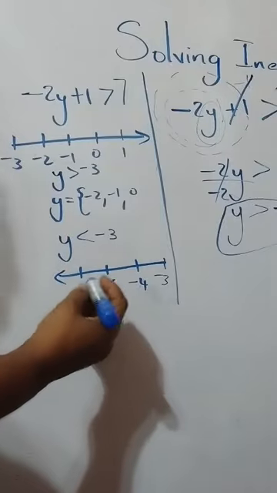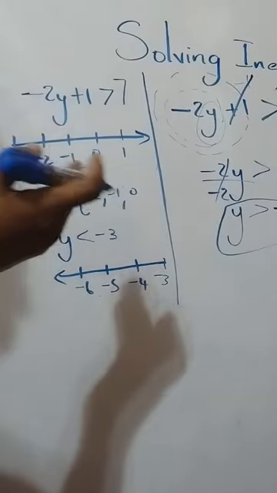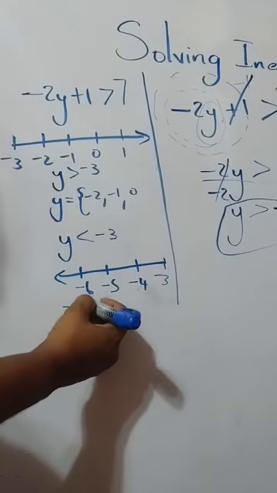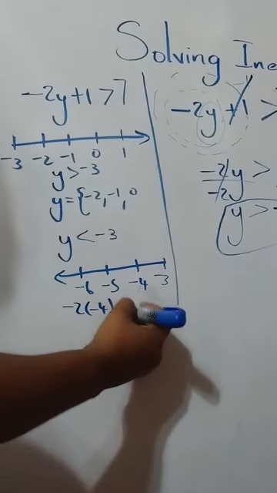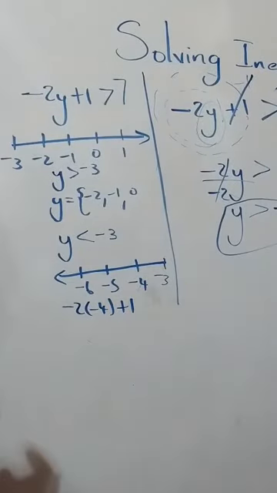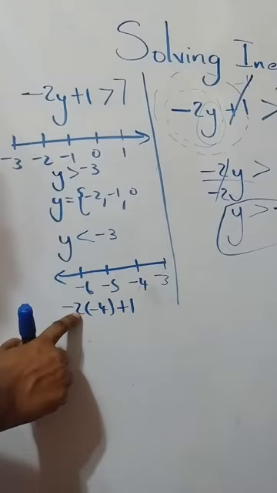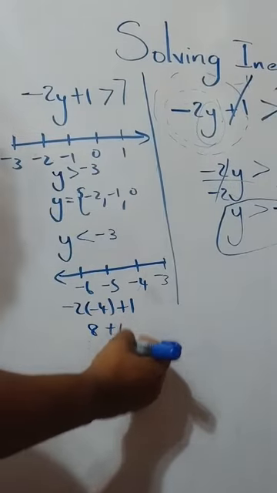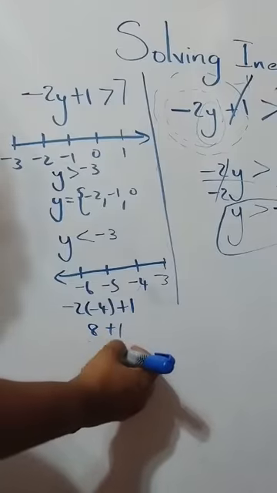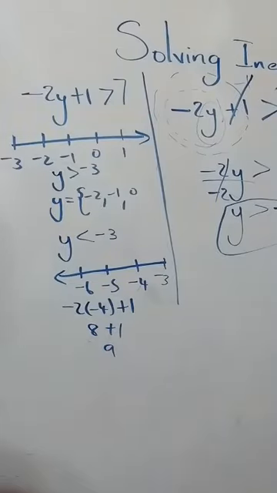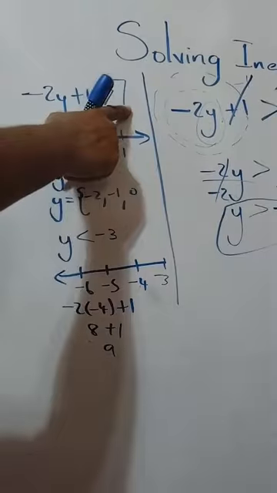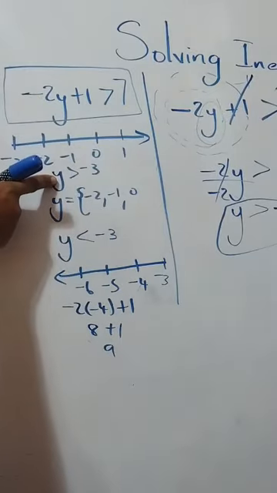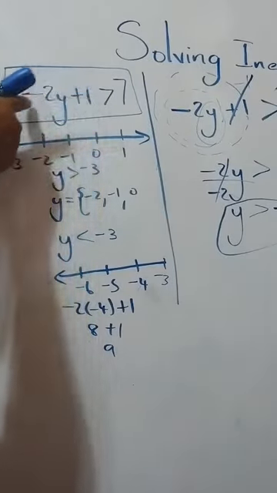If y is equal to negative 4, from this statement, let's see if that would make the statement true. If 2 times negative 4 plus 1, let us check to see what is that value. A negative times a negative is a positive, and that gives us positive 8 plus 1. Positive 8 plus 1 is 9. That would definitely make the statement true because 9 is greater than 7.